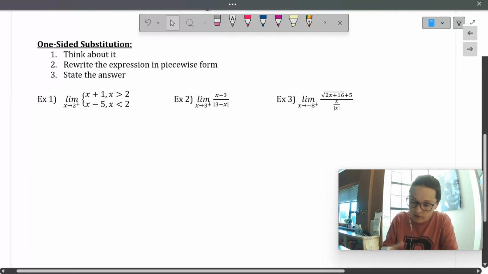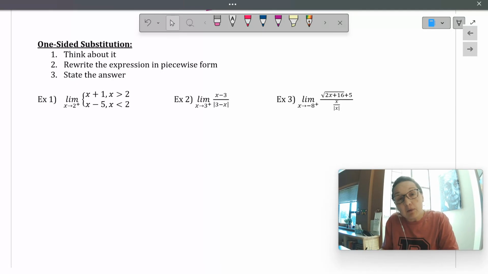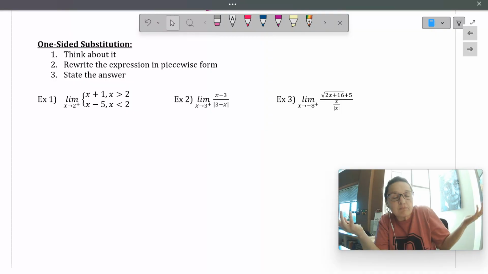So let's come down here and say, what's going on if I did a one-sided substitution? Well, if I do a one-sided substitution, I need to think about it just like we did in the last case. Rewrite the expression in piecewise form, because if I want to come from one side or the other side, I'm thinking of the graph in pieces. And then basically find your answer.